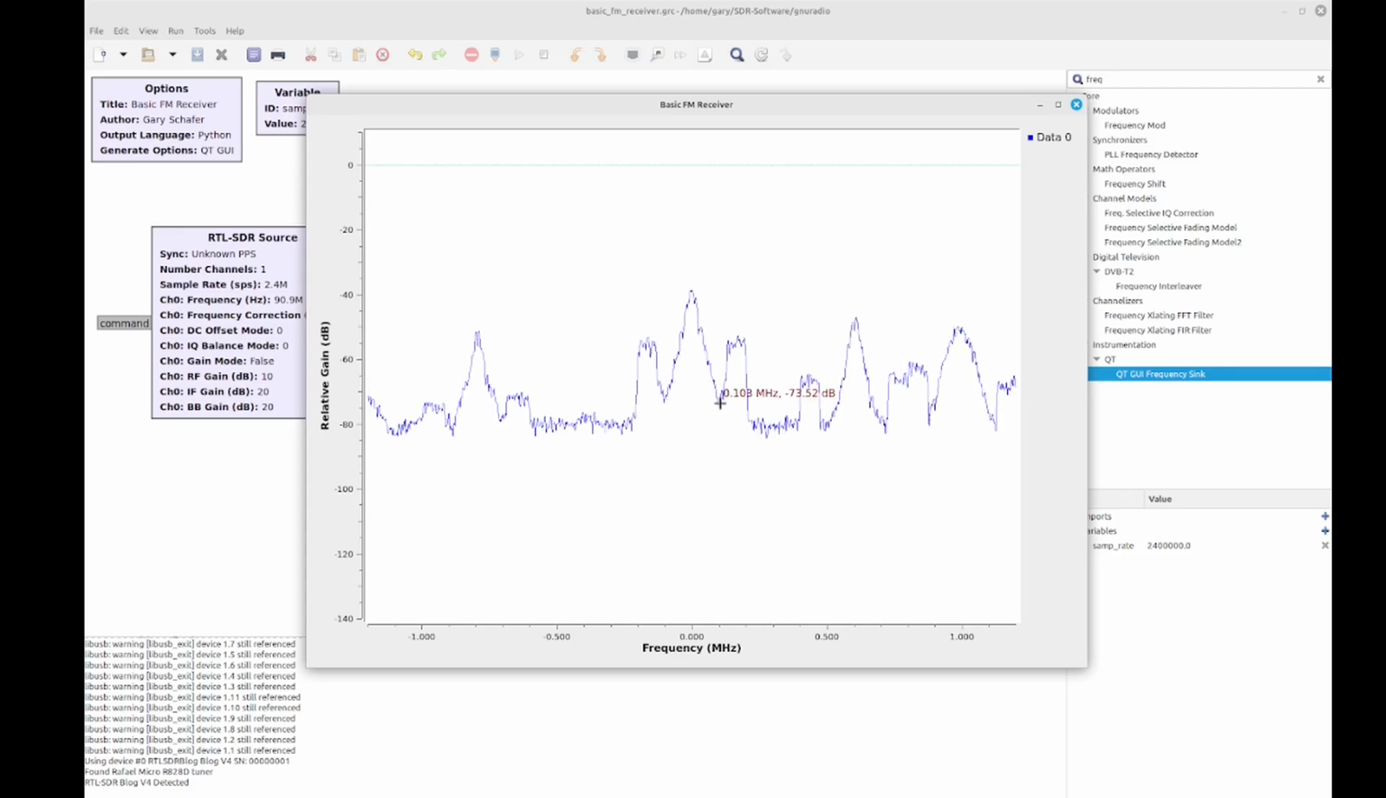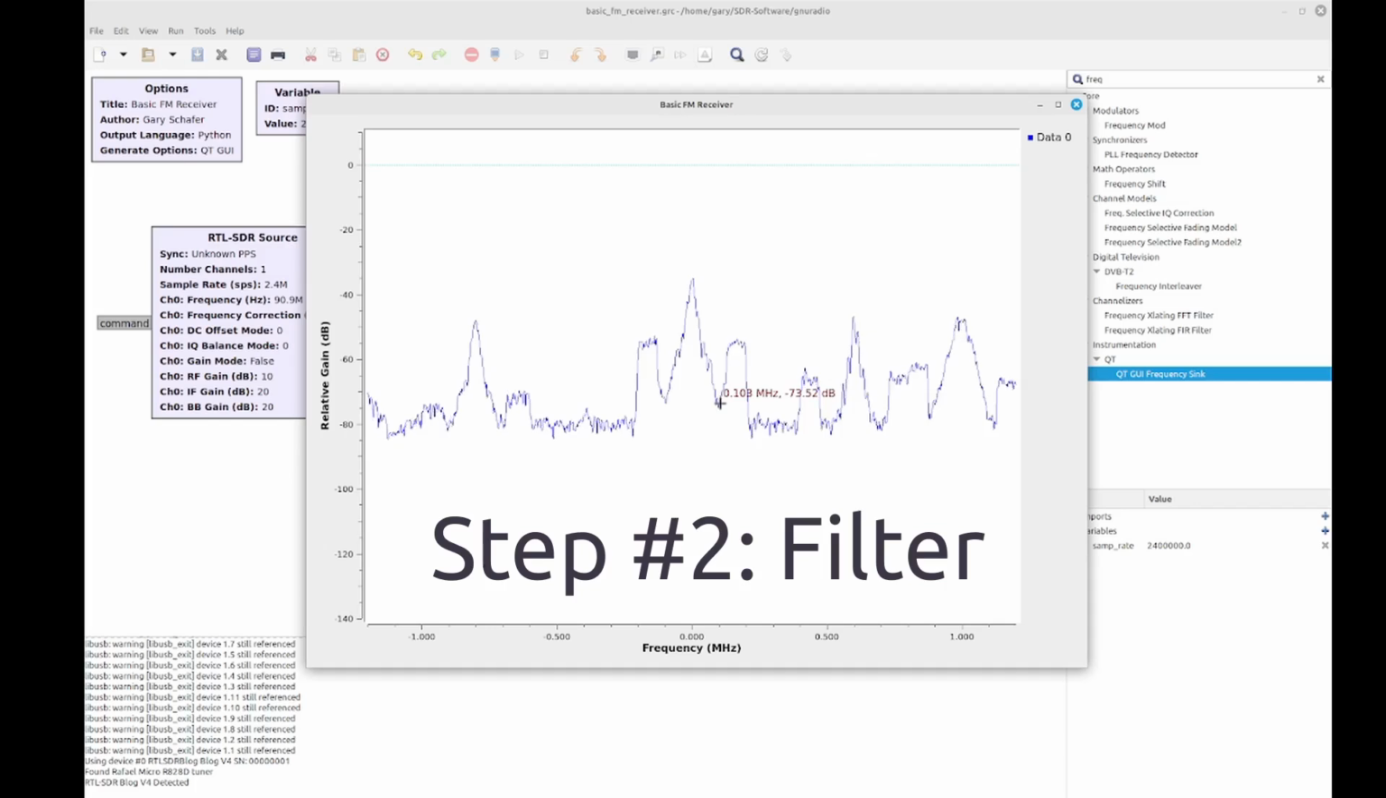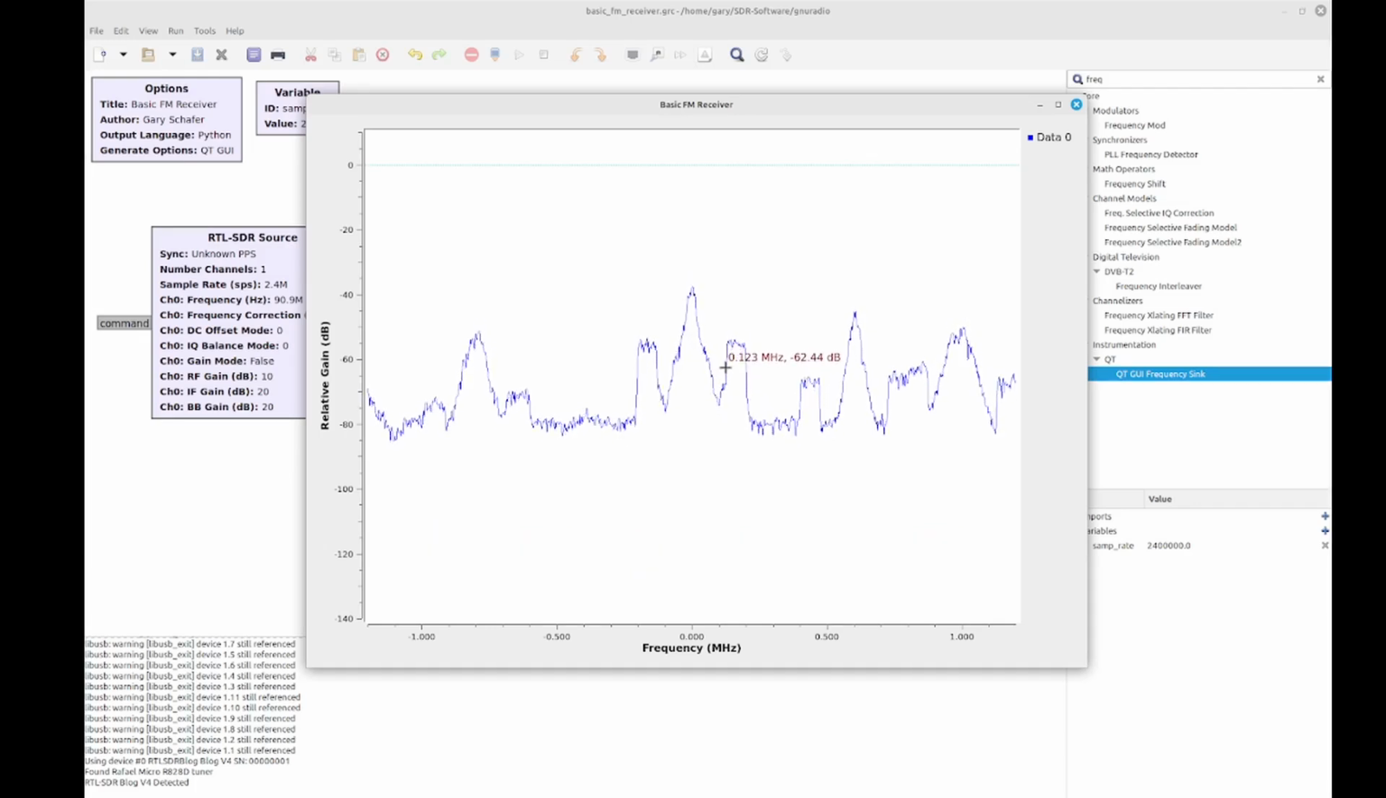Now, before I go any further, the next step after this is I need to filter. So the question is, how big do I need to make my filter? I can look at this and see that the digital shelf starts at about, let's say, 110 kilohertz, and about the same thing on the negative side. So I'm going to make a filter that filters out everything except for the center plus and minus 110 kilohertz. So about 220 kilohertz-ish. Okay? So with that, I'm going to close that.